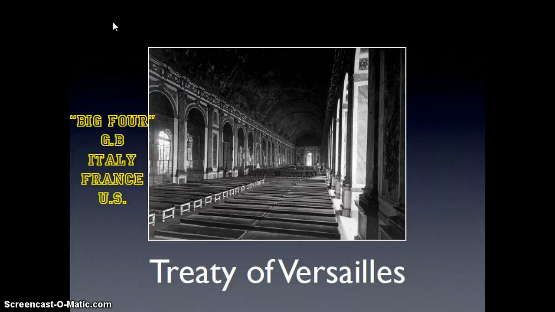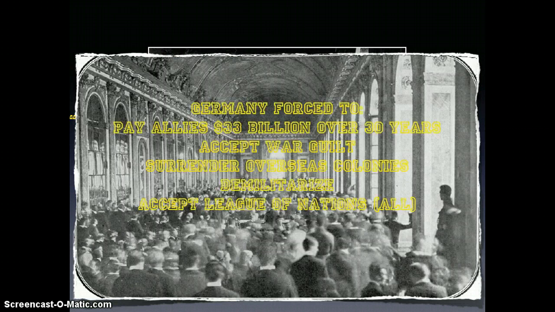It was eventually signed in June of 1919, and it was very much so putting the blame on Germany. So realize that the war really began with the Austro-Hungarian Archduke being assassinated, but the blame was put upon Germany themselves. So they're forced to pay the Allies $33 billion over 30 years. They were supposed to accept the war guilt. They were supposed to surrender overseas colonies. They were to demilitarize, basically rid themselves of anything that would allow them to have any form of military or any branch of military. And they were to accept the League of Nations, all parts of it.